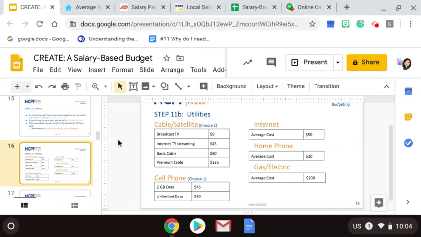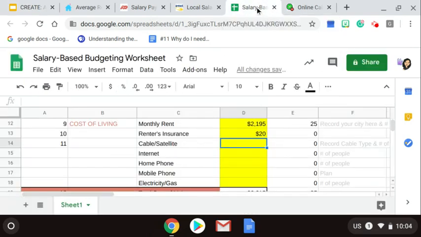All right, so cable, a lot of people I know have cable. I don't. But if you don't want to have cable because you have Netflix and whatever, budget that. Let's say you want to use the $45 one, because even if you don't have cable, you have Netflix and other forms. You know what? I'm going to put $20. It has to make sense, your numbers.